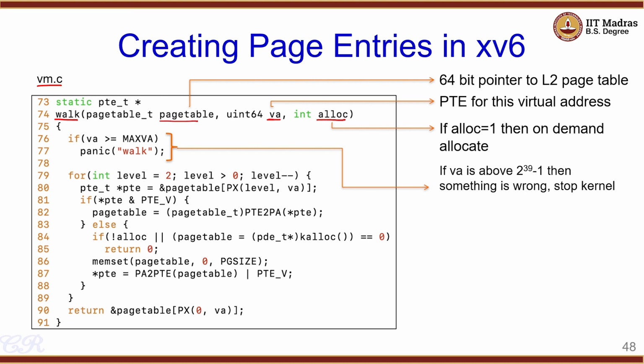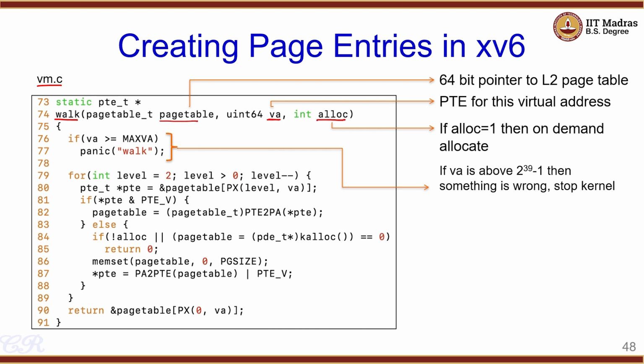The second parameter is the virtual address. So we want to use the virtual address, use this page table, and then do the walk, right. So to move from the L2 page table to the L1 and then finally L0, right.